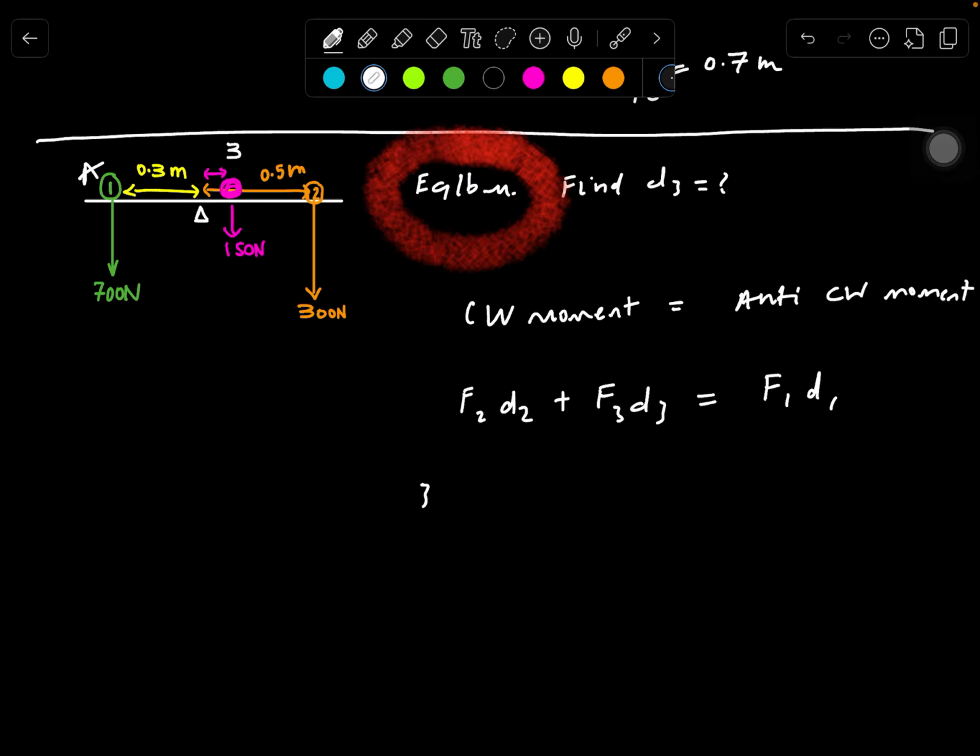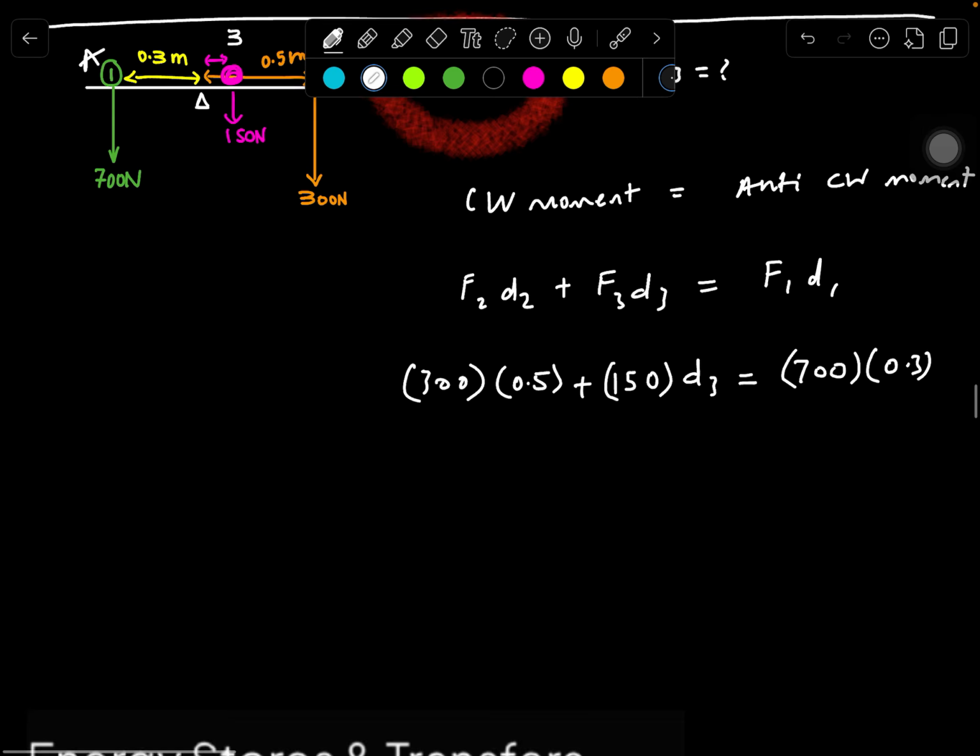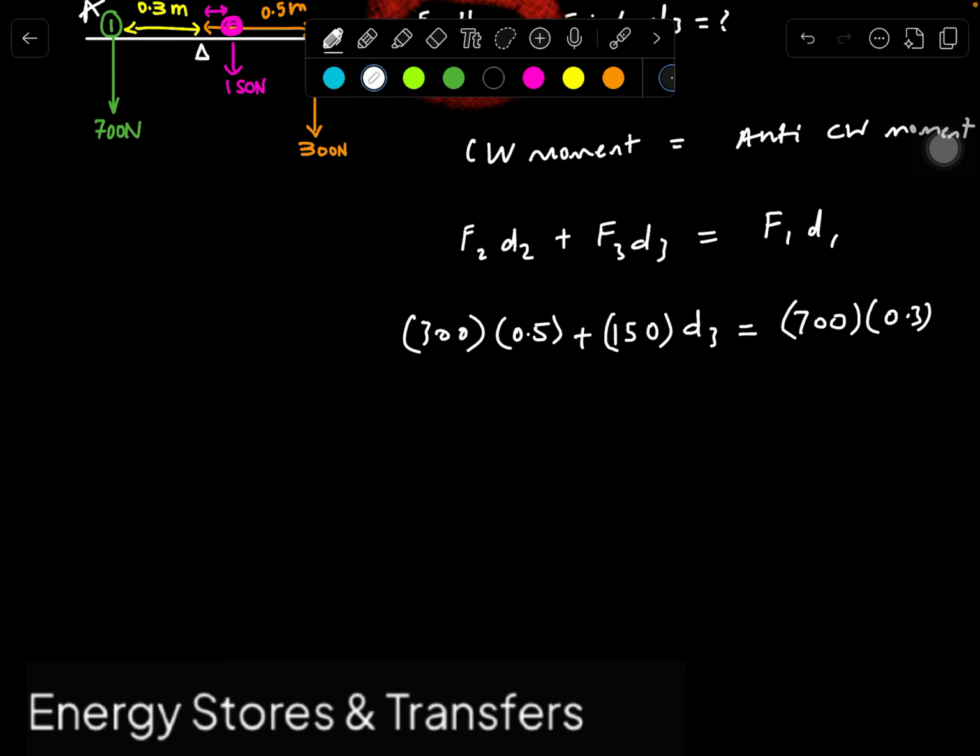So F2 is 300 multiplied by, I'm using a dot to represent multiplication, or let me just use brackets to not cause any confusion, 0.5 plus F3 is 150 multiplied by D3, that's what we're finding, equals F1 700 multiplied by D1, which is 0.3. Okay, so half of 300, 150 plus 150 D3 equals 700 into 3 over 10, zeros cancel.